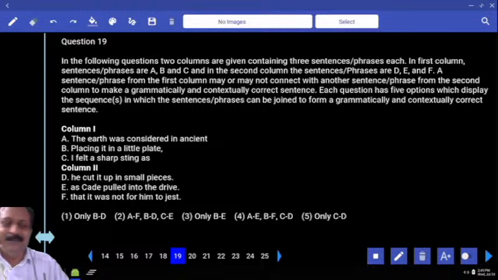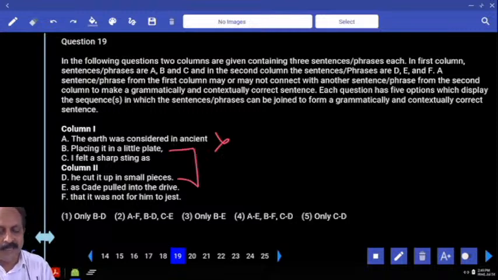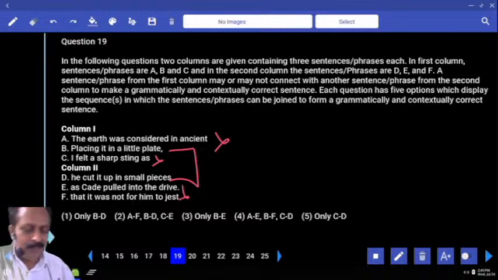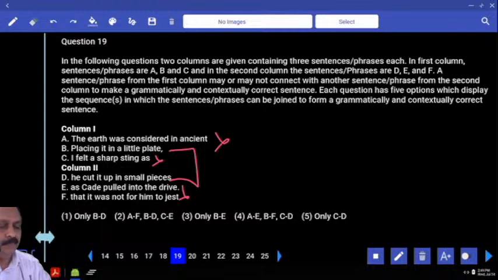What is the first one here? The earth was considered in ancient, he cannot be used, as Kate pulled into the drive cannot be used, that it was not him does not make any sense. So can you consider the first one? No. Placing it in a little plate, he cut it up in small pieces. Make sense or no sense? It does make sense. I felt a sharp sting as a kid pulled into the drive. Does it make any sense? No. So what is the answer here? BD. Which option is that? That you check and decide. Easy or difficult? Okay. Let us go to the next one.